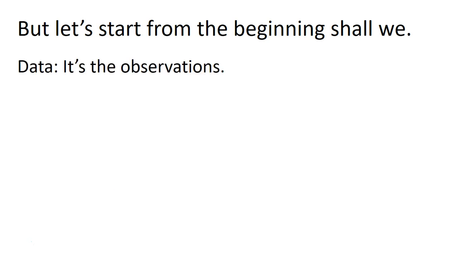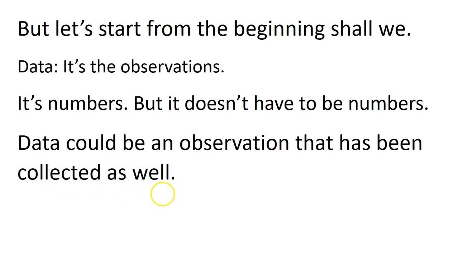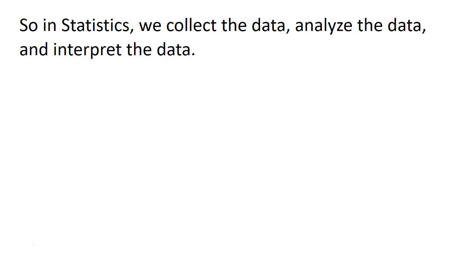So let's start from the beginning with everything, okay? Data. All right, data. It's basically just observations, all right? Data is observations, data is numbers, but it doesn't have to just be numbers that you're getting. Data could be the observation that has been collected as well, okay? So the observations that have been collected could also be data. So in statistics, it says here that we collect the data, analyze the data, and we interpret the data. All right, that's what you're doing.